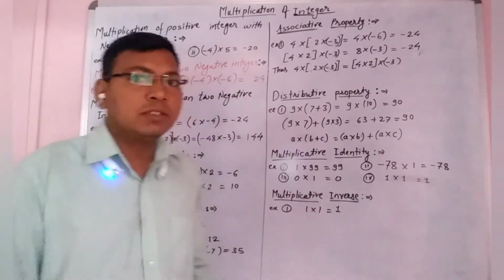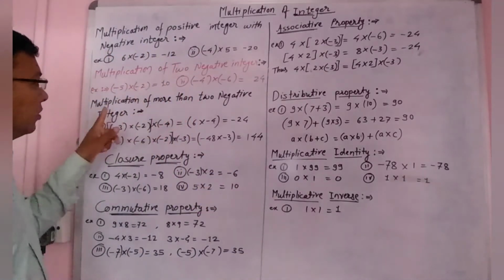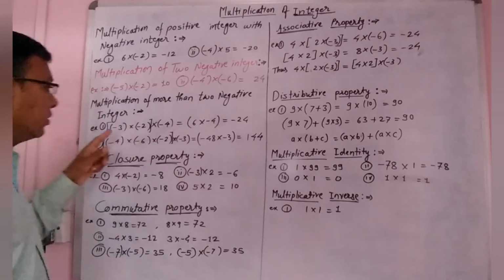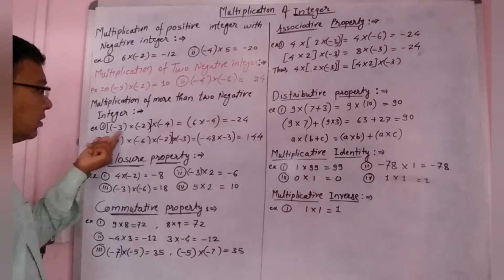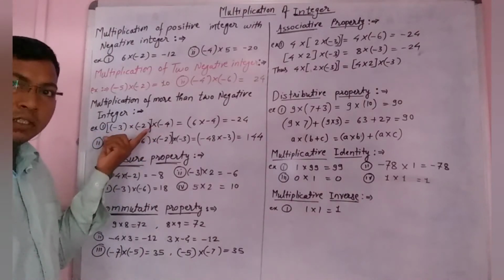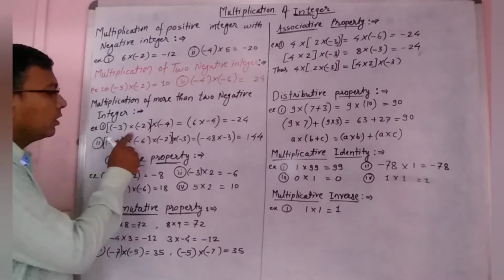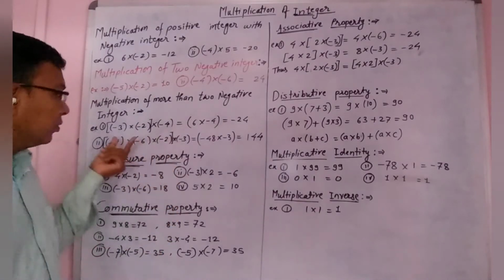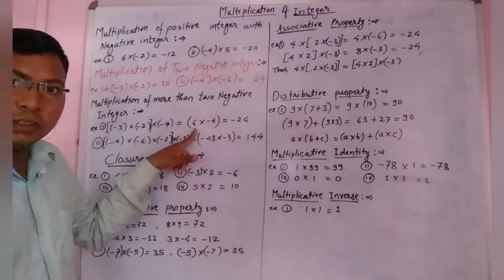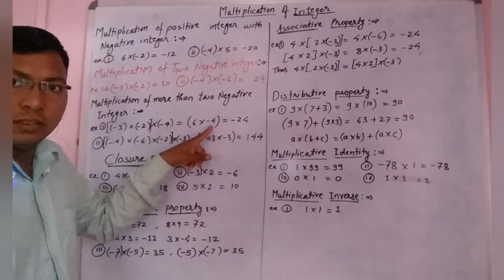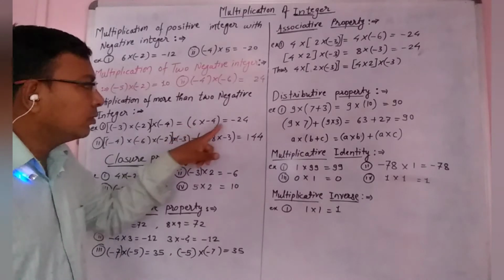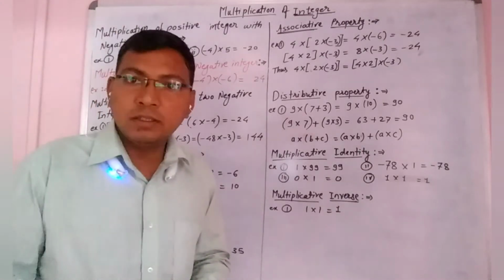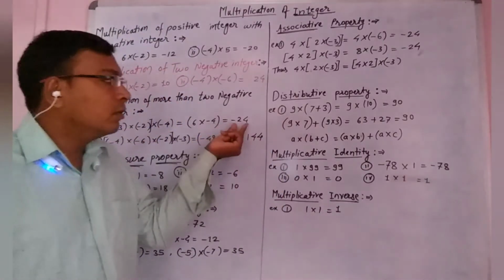Third, multiplication of more than two negative integers. Here we take minus 3, minus 2, minus 4, three negative integers. First we multiply two negative integers. We know that the multiplication of two negative integers gives a positive product. So 3 into 2 is positive 6, and we multiply by the third number, minus 4. So 6 into minus 4 is minus 24. When you multiply three negative integers, the product will be negative.